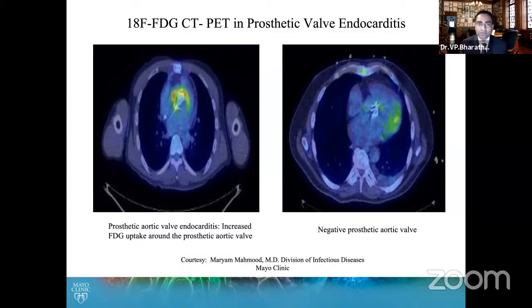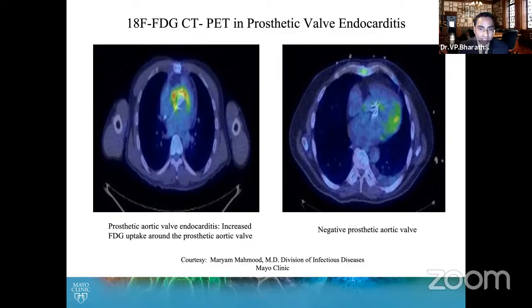Dr. Bharath, coming back to culture negative endocarditis, because that's the big problem in India. You said that for a hemodynamically stable patient, you take your blood culture and you wait. How long can we wait? 48 hours? 3 days? Because as you said, the longer you wait, the longer the bacteremia and the greater the complications.